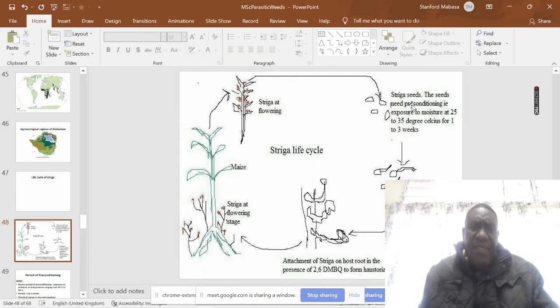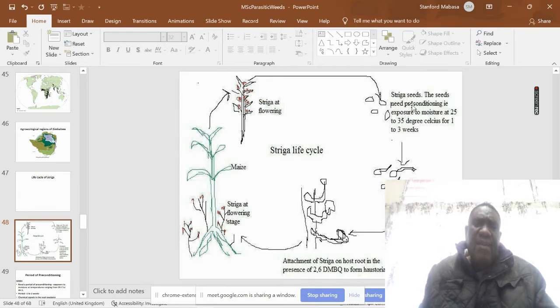The next stage after germination is that the radicle of the parasite has to seek attachment to the roots of the host. And what is required for this process is that we should have what are known as haustoria initiation factors. These haustoria initiation factors are produced by the host. For example, we have got what we call 2,6-DMBQ, which was identified as one of the most common haustoria initiation factors that can actually cause attachment of the radicle to the host root.